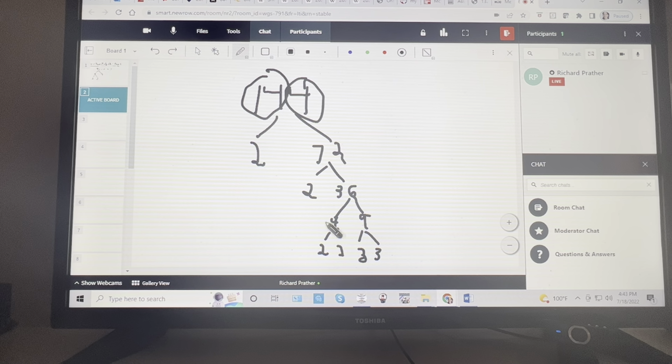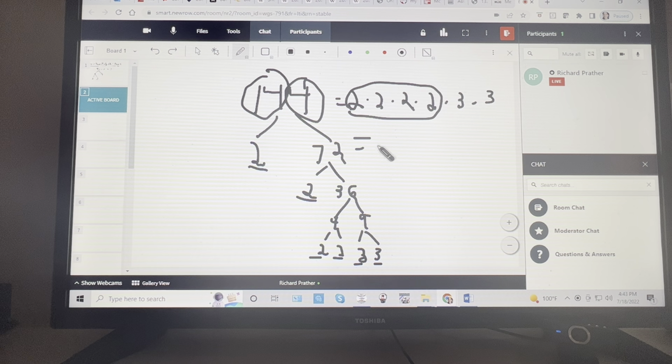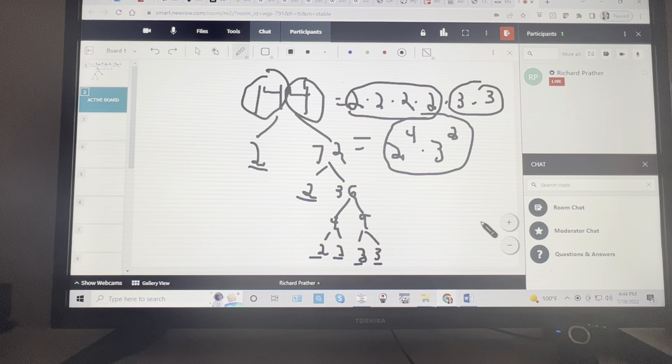So all the branches lead to 2, 2, 2, 2, 3, 3. And both 2 and 3 are prime numbers. So for 144, I can either write 2 times 2 times 2 times 2 times 3 times 3. I'm not sure if they want that. They're either going to want you to write the answer like this, or a shorter way is when you have four 2s multiplied together, you could write 2 to the 4th power. And then there's two 3s, so 3 squared.